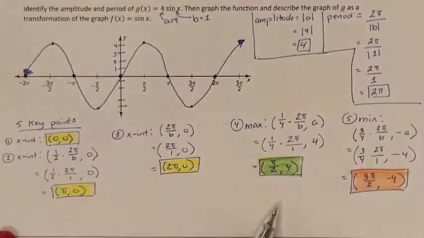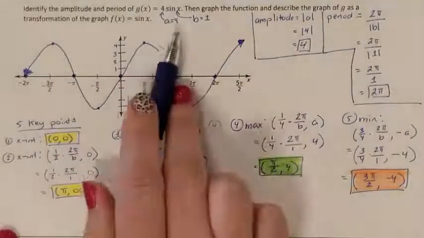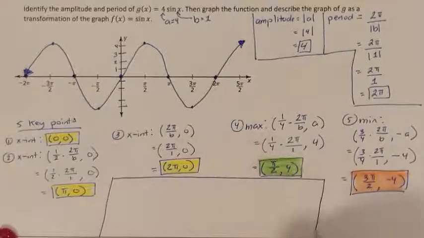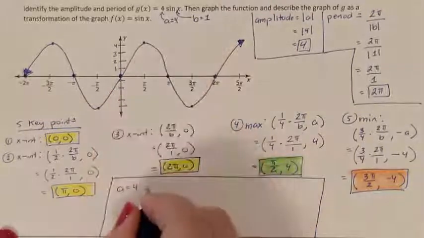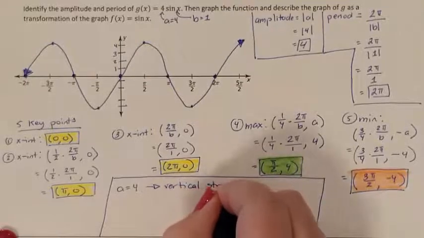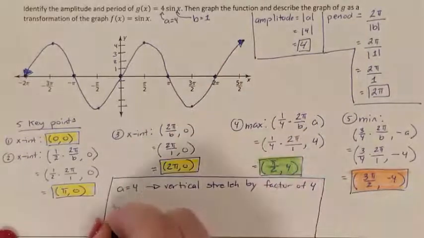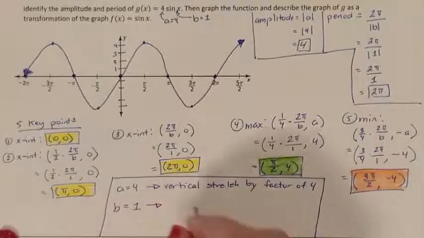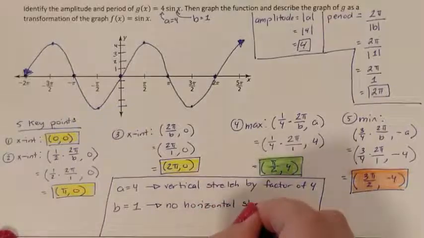Now before we move on to the next problem, the last part of the question says to describe the transformation. So our A and our B tell us how much we're stretching and shrinking. Because A is 4, A is the vertical stretch or shrink. Because it is bigger than 1, this is going to be a stretch. So this is a vertical stretch by a factor of 4. B is your horizontal, and since B is not bigger or smaller than 1, there was no horizontal change. So there is no horizontal stretch or shrink.